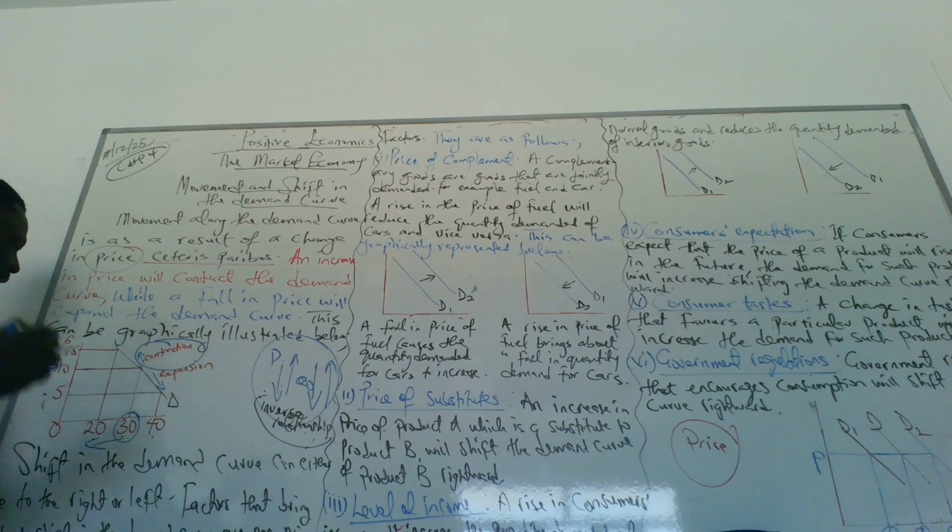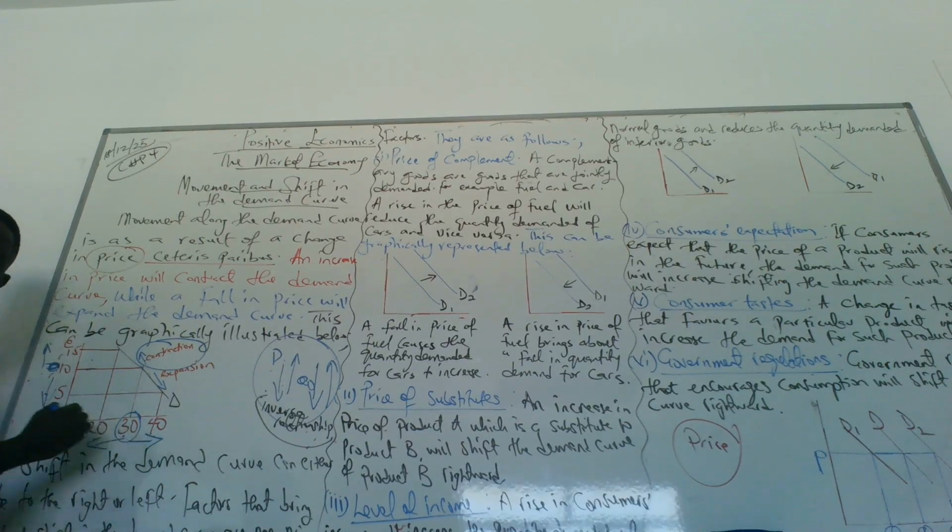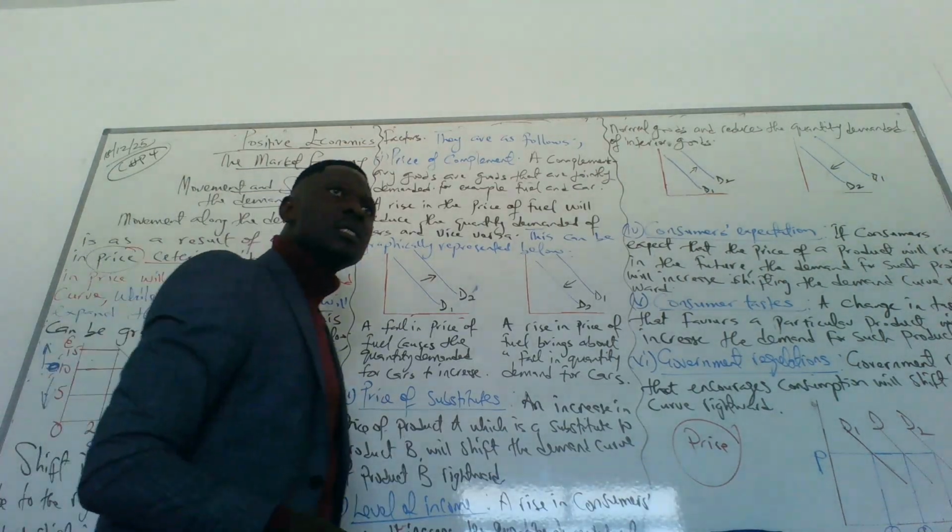A change in price again. This is a change in price, and there's also a reduction in price. A reduction in price will bring about an increase in the quantity demanded from 30 to 40. From 30 to 40 is what? Expansion. This is movement along the demand curve.